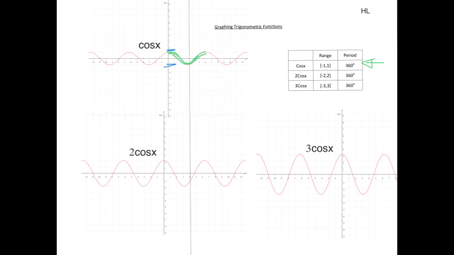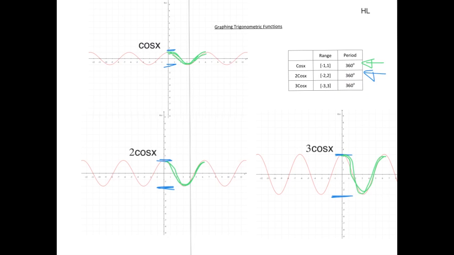When we multiply that by 2, our period remains the same, 360 degrees, or 2 pi radians, but now we're going from -2 to +2. And if we go even further and multiply cosine x by 3, our range is -3 to 3, and again our period remains the same, 360 degrees.